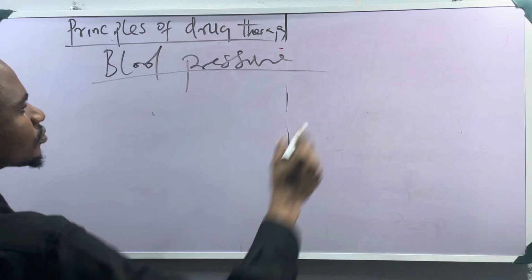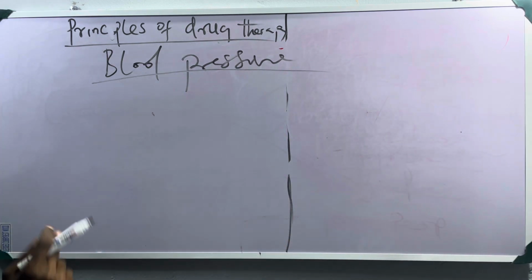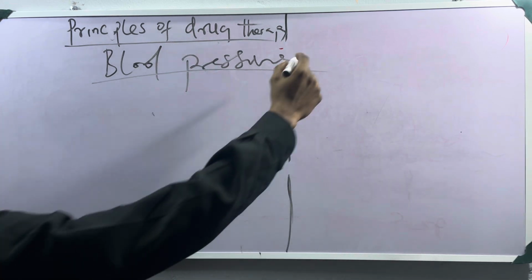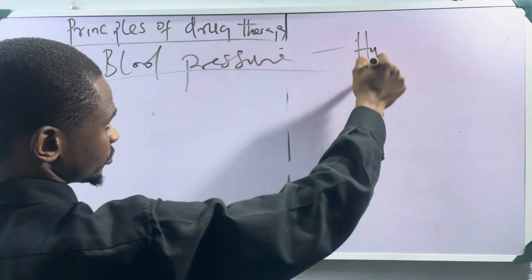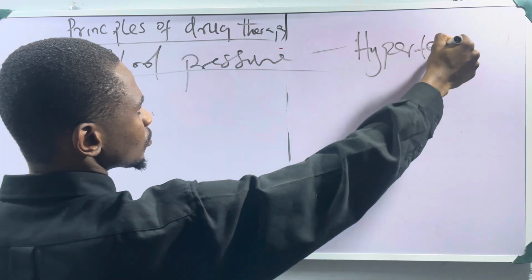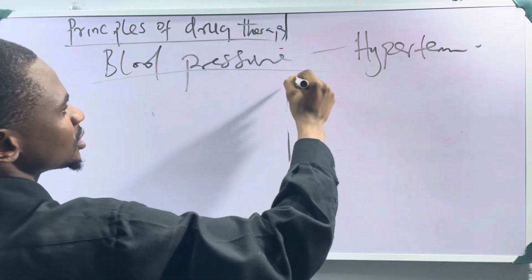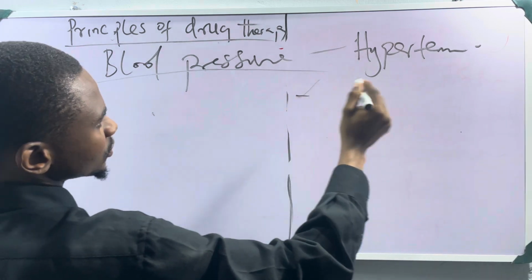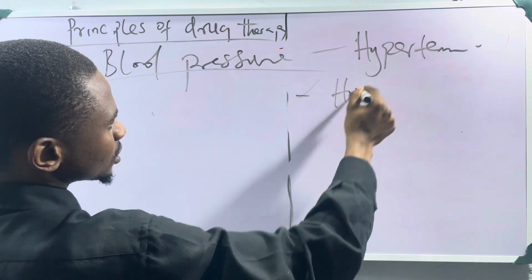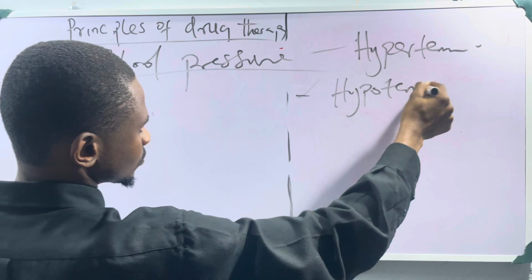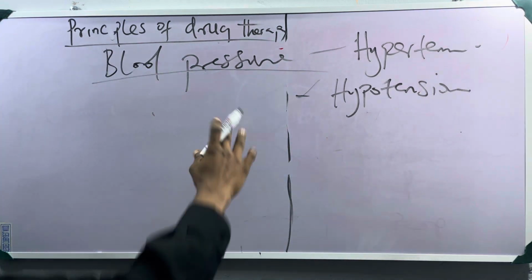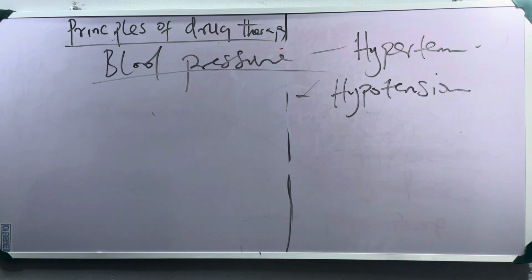Blood pressure. Now we know that when the blood pressure is high, it's regarded as hypertension, right? Hypertension. Then when it is low, it's regarded as hypotension. So basically that one is just by the way.